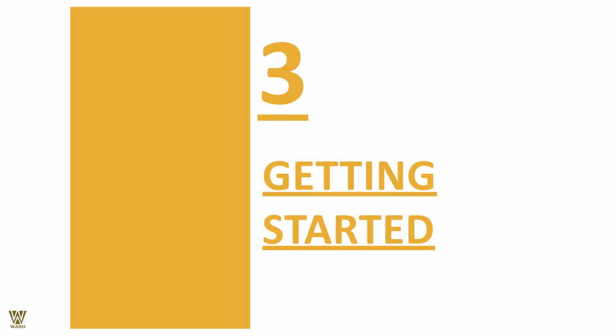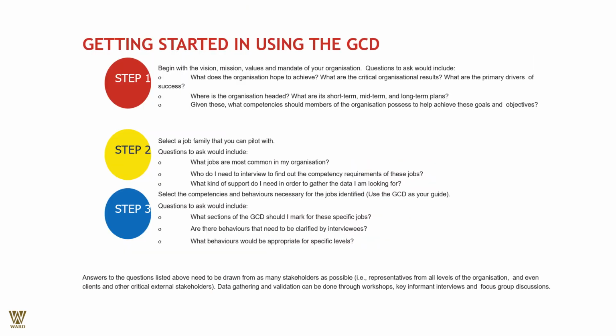So let us proceed with starting as such. GCD, step one, step two, step three. The first and foremost thing is all about vision, mission, values, and the mandate that the organization would state. So the question that needs to be asked, and I am trying to put the question in your mind so that you can determine your own competencies per se: What does an organization hope to achieve? What are the end objectives that you would like to see? What are the critical organization results? And what are the primary drivers of success, as the case might be?